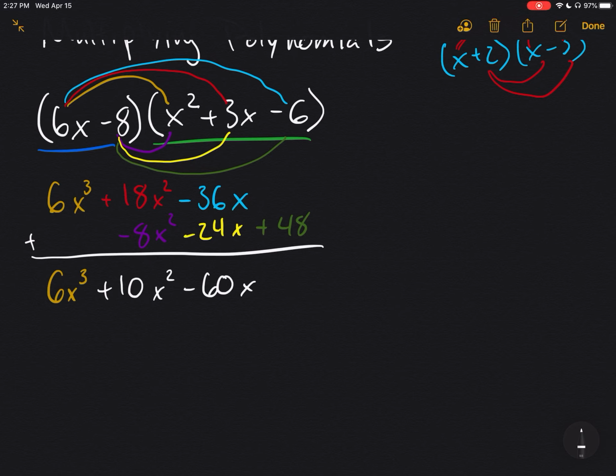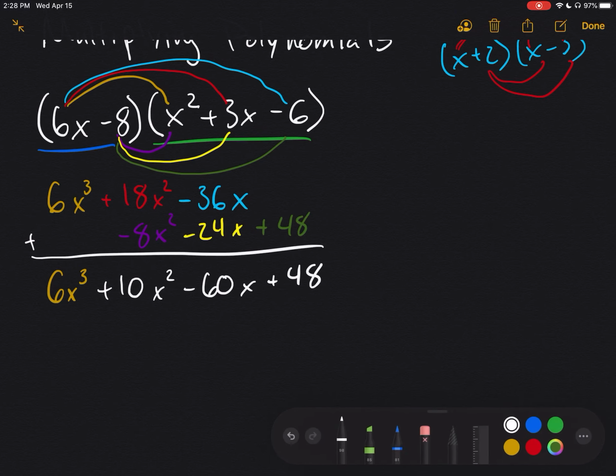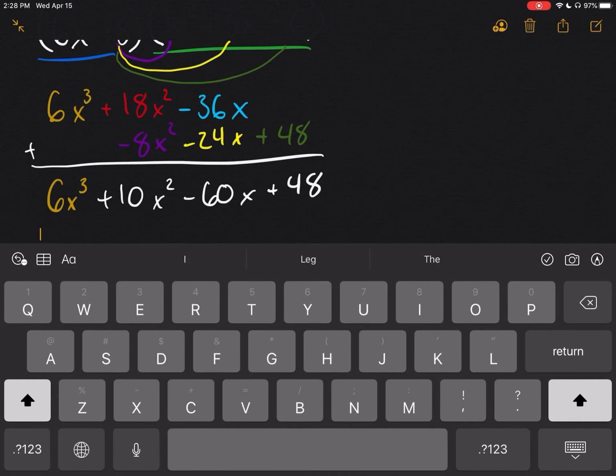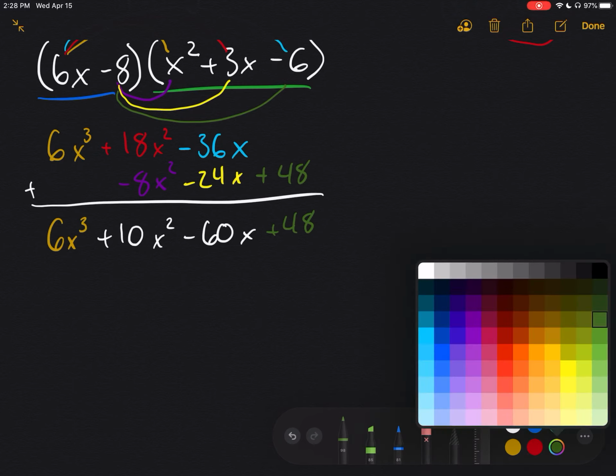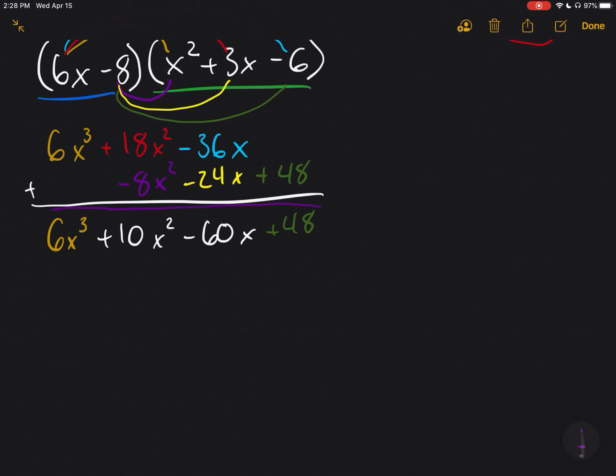So hopefully you guys are noticing that when we combine like terms, the powers of x don't change, but when we multiply, those powers add. And lastly there, I've got nothing plus 48. Well, that's just 48. Oops, sorry, I forgot to change pen colors, plus 48. And so my simplified polynomials being multiplied together is 6x cubed plus 10x squared minus 60x plus 48.